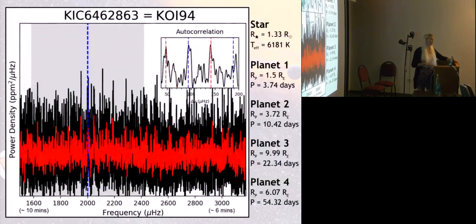So the next one is KOI-94. KOI-94 is a confirmed 4-planet system around a solar-like star. I know this is a little bit messy, so I'm going to take a few steps back and walk you through the process that I would go through in order to find oscillations.